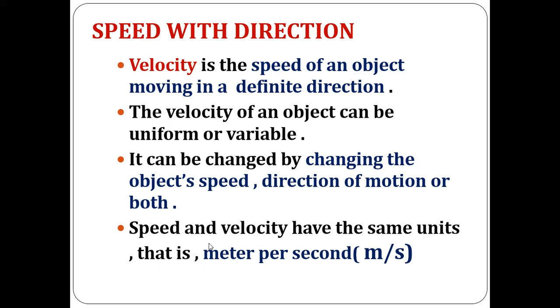Speed and velocity have the same unit, that is meter per second. So what is the SI unit of speed and velocity? Meter per second. Understood, children? We can also write it as m s^-1, or meter per second. So velocity is the speed of an object moving in a definite direction.